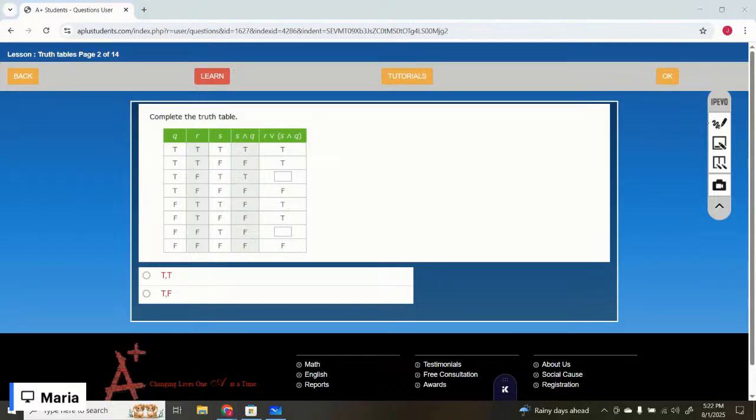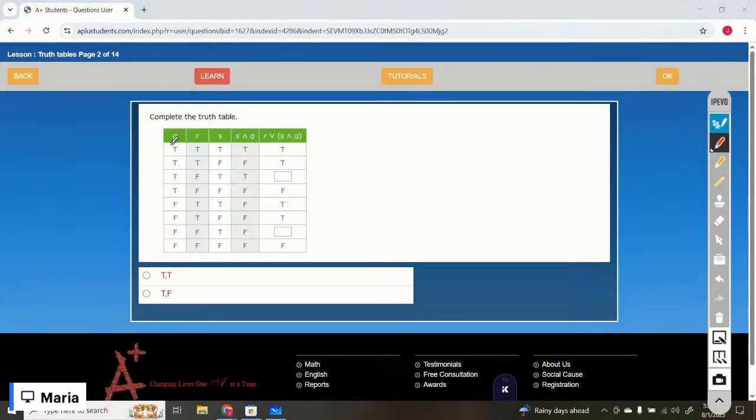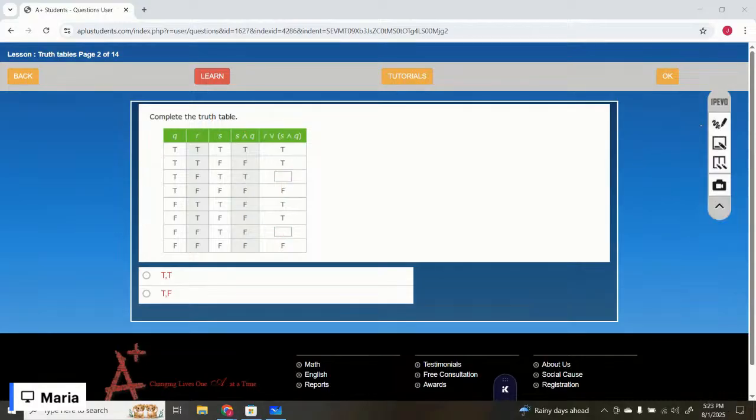Complete the truth table. So Q, R, S, S and Q. And now the last column is R or S and Q. So false, true, so true. And false and false is false. So option number two is the correct option, that is true and false. Option number three is the correct option.